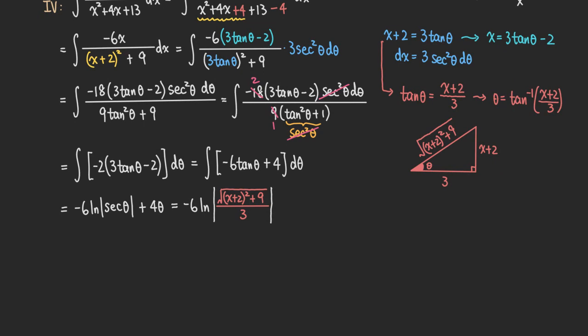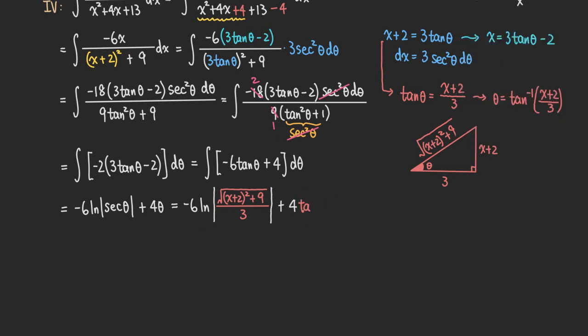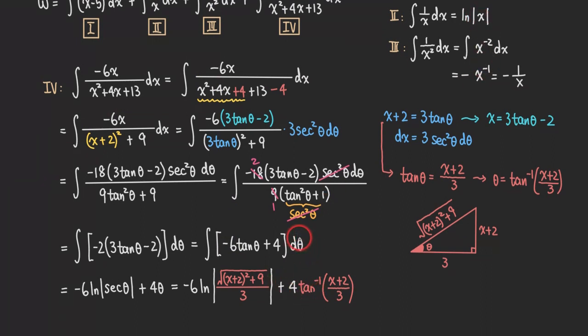Okay, almost done, right? So one more. 4 theta, now what do we get here? Theta is equal to tangent inverse. So we are going to get tangent inverse of x plus 2 over 3. So we got this. And now basically all we need to do is to put down the results for 1, 2, 3, and then 4, right? And then we have the final answer.